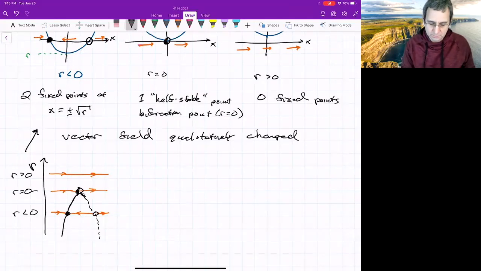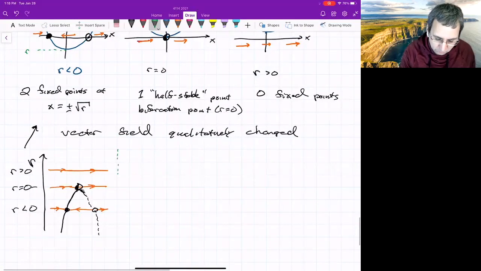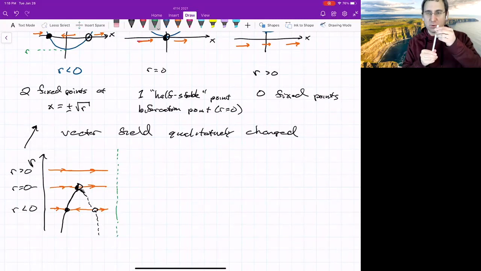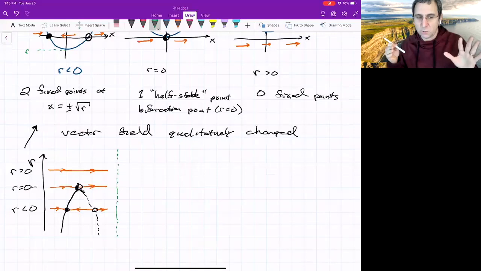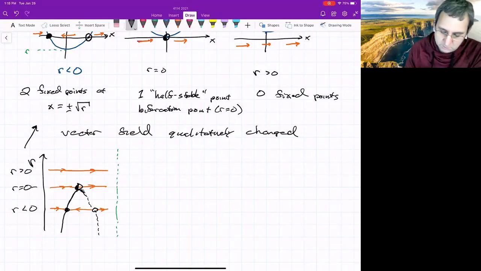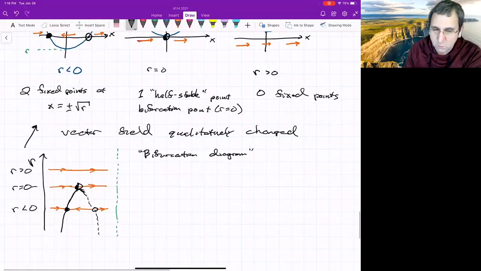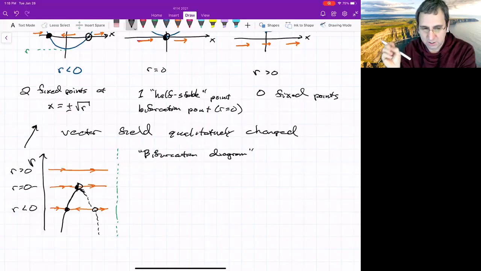And usually in what we would call a bifurcation diagram, we wouldn't really plot it this way. It's most common to plot the parameter along the horizontal axis. That's not always the case, but that's the common thing for what we would call a bifurcation diagram. The bifurcation diagram summarizes where fixed points are, where the bifurcation occurs, and even the stability type.